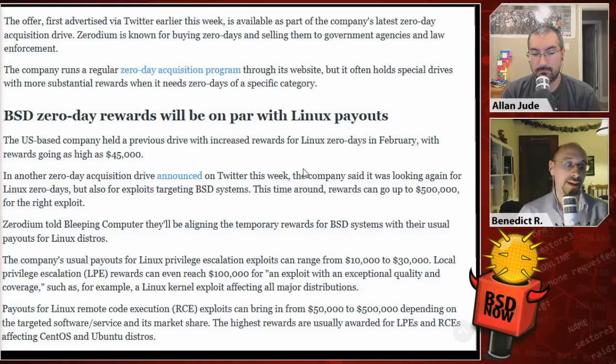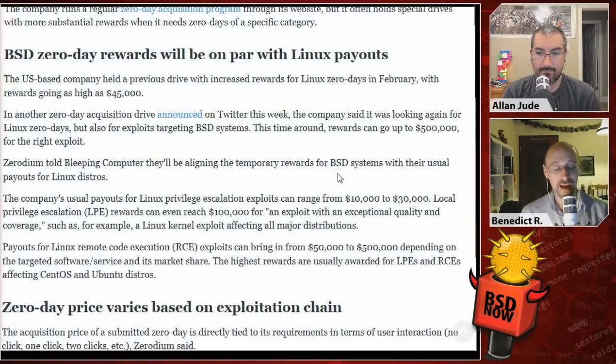Because why not? Yeah, the company runs a regular 0-day acquisition program through its website, but it's often holding special drives with more substantial rewards when it needs 0-days for specific categories. I guess they ran out of 0-days at that point, so they need more, so they increase the money. That's good, actually, for comparing the strength of the BSDs also in comparison to the Linuxes, like in visibility.